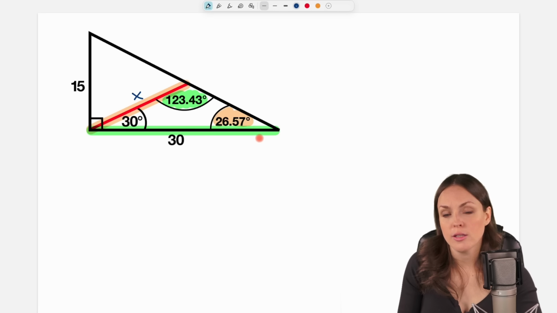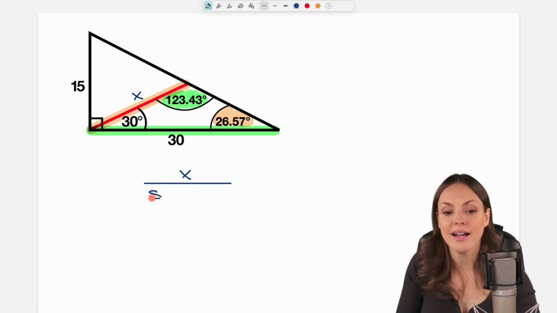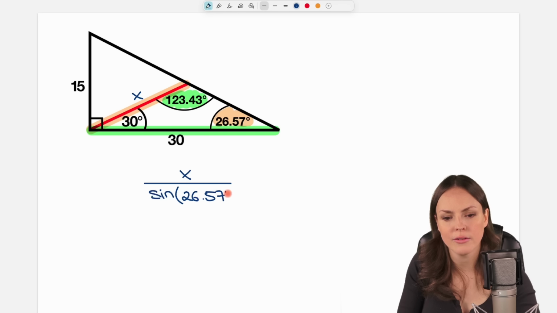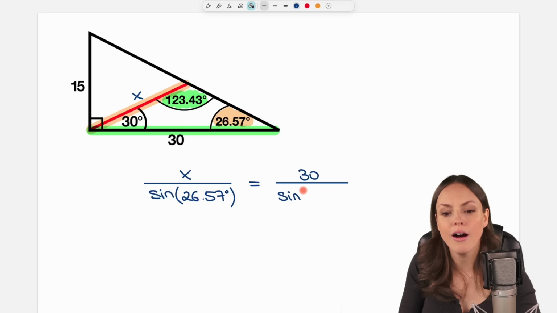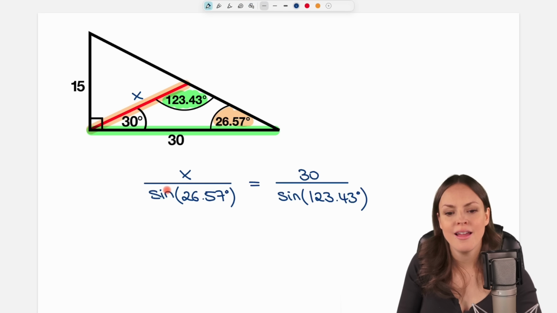Pick one of your sides. It doesn't matter if you start with the x or with the 30. We just start with the x for now. Then divide this by the sine of the opposite angle, so of 26.57 degrees. And then this is the same as if you take the other side, the 30, and divide this by the same thing, by the sine of the opposite angle. So this green thing, the 123.43 degrees.